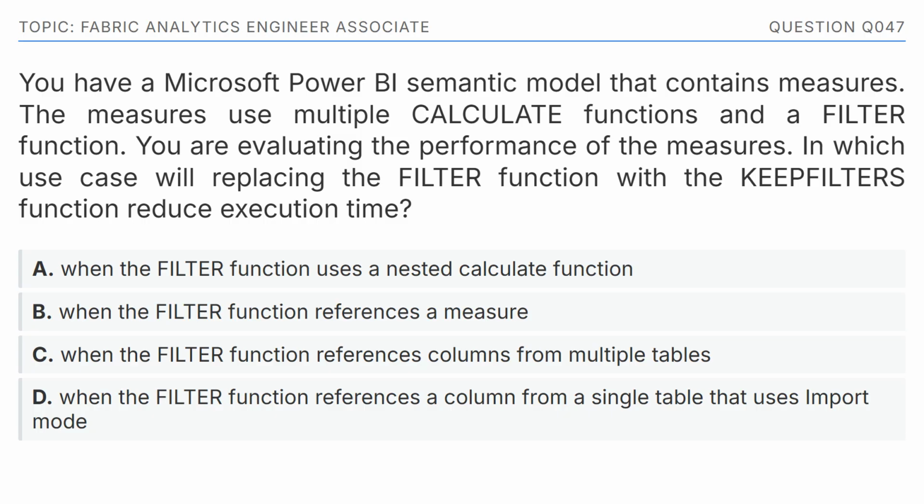The options are: Option A, when the filter function uses a nested calculate function. Option B, when the filter function references a measure. Option C, when the filter function references columns from multiple tables. Option D, when the filter function references a column from a single table that uses import mode.